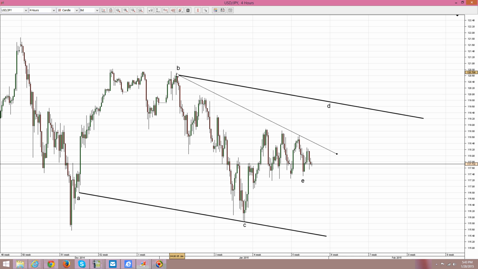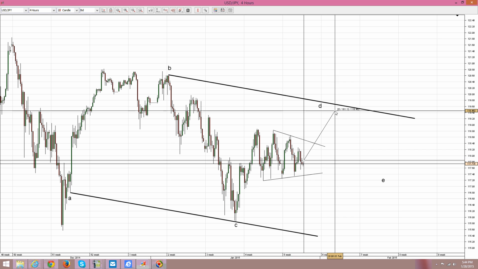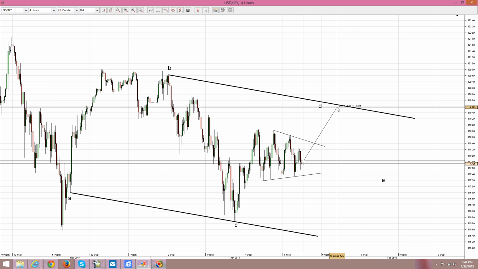Now that would make of a lower degree this move to be A, B, C of a lower degree, an X wave in here, and then a move in here. So this would be something like from here to here, and from here to here, a triangle of a lower degree, or the X wave if you want, and then to have the end of the D wave.